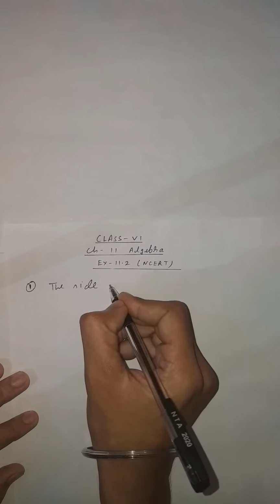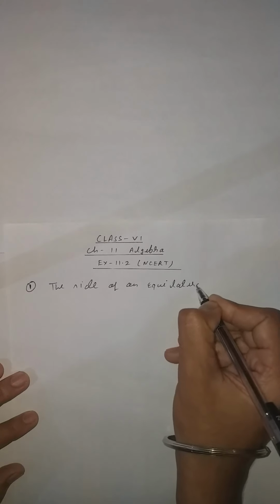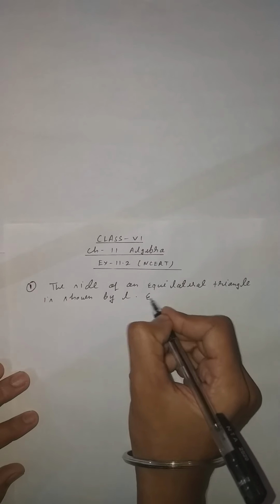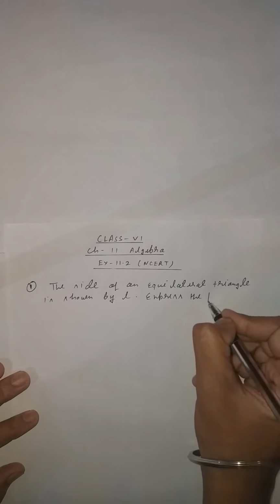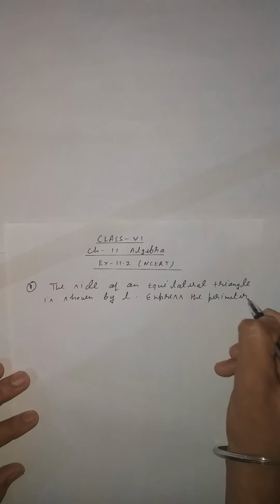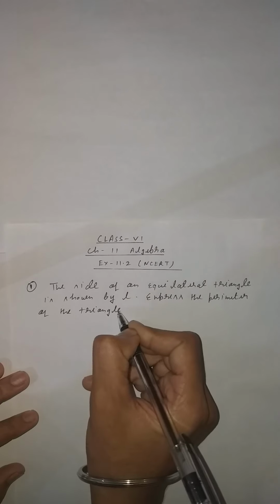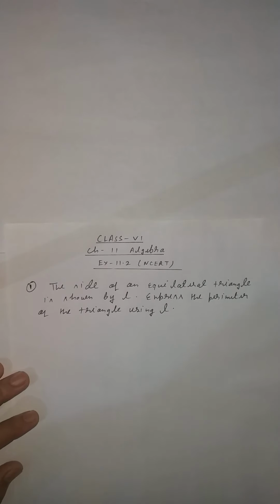What is given? The side of an equilateral triangle is shown by L. Express the perimeter of the triangle using L. Okay, students, now here there is a term, it is given perimeter.